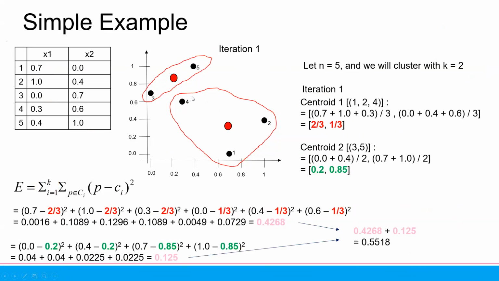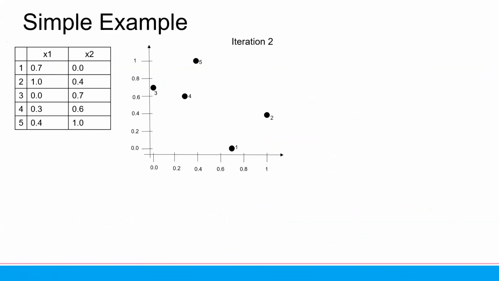Did we finish? This is the finish for iteration 1. So we need to check the next iteration, which is iteration 2. In iteration 2, we need to select a different group. So for example, now I'm choosing this group. Group 1 is objects 1 and 2. Group 2 is objects 3, 4 and 5. So it's the same as the previous one.